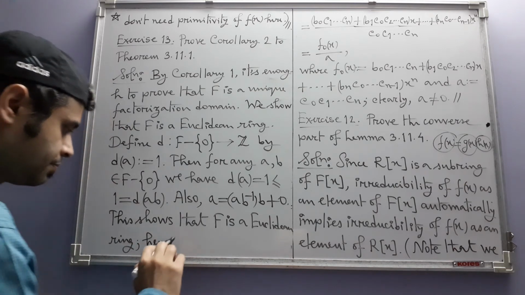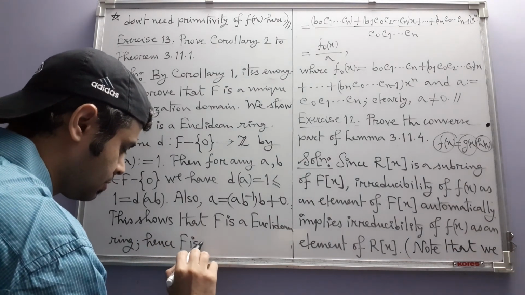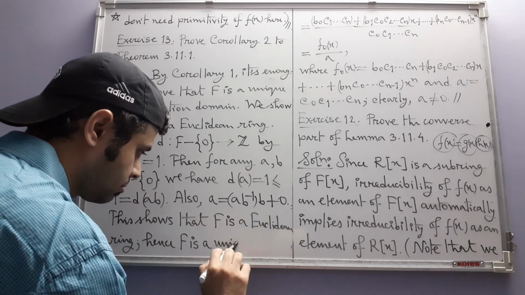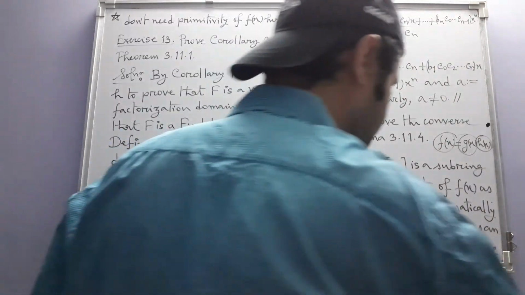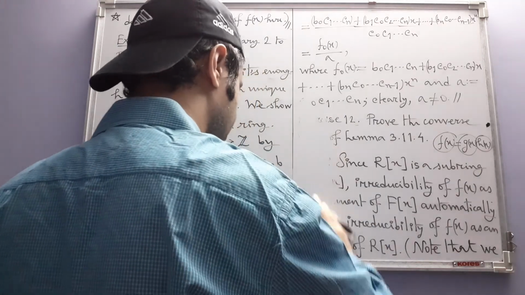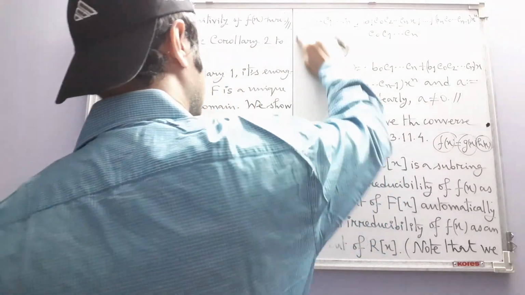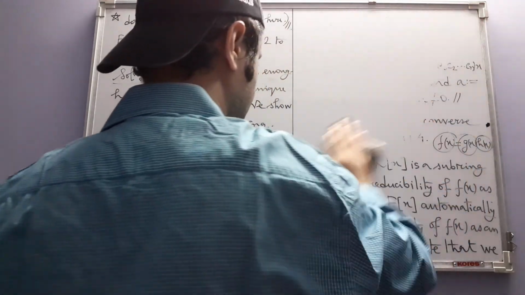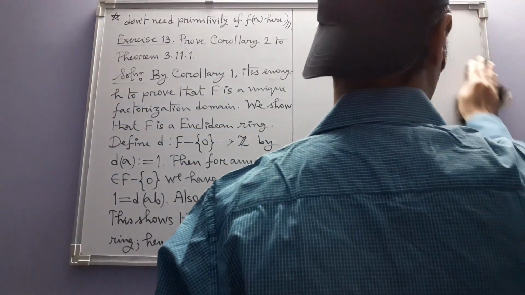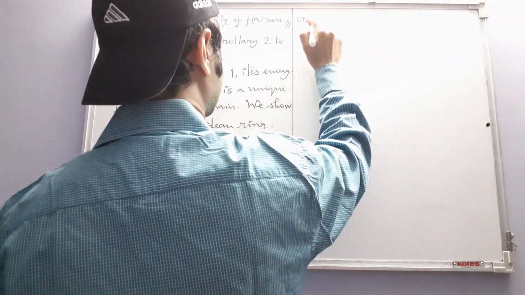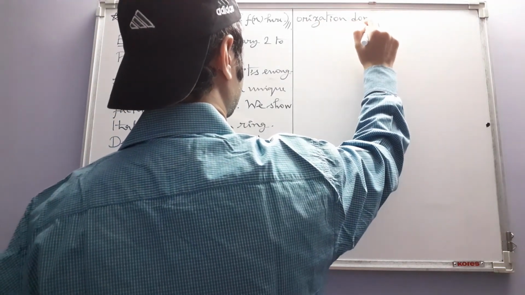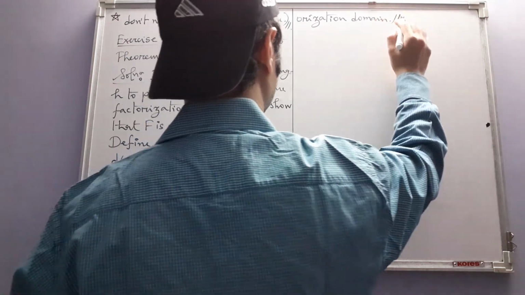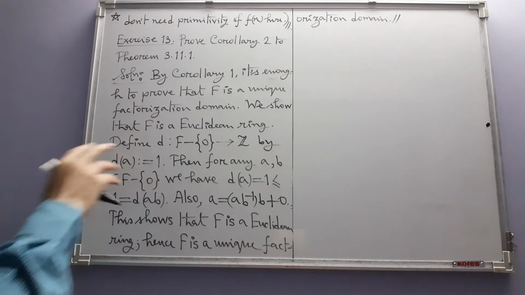Hence, F is a unique factorization domain. We have already proved in the theory of Euclidean rings that every Euclidean ring is a UFD, a unique factorization domain. And consequently, by corollary 1, corollary 2 follows.